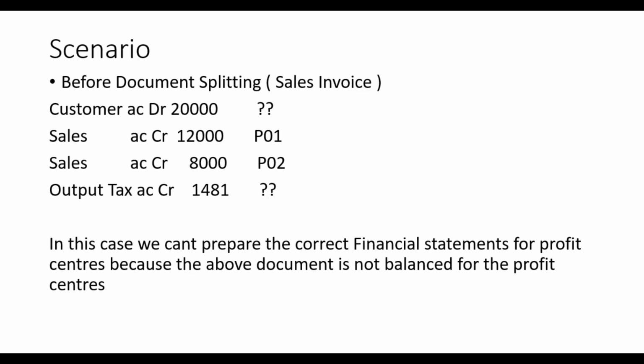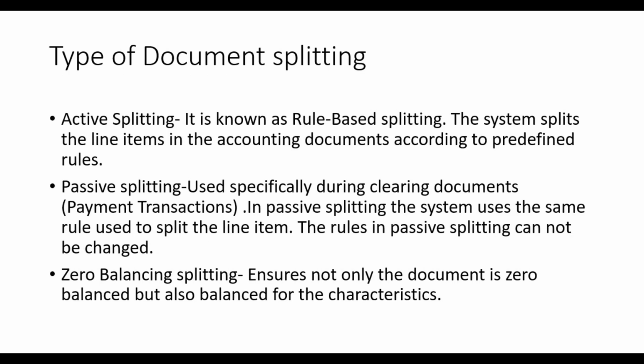For example, if I take profit center 1, what is the credit amount? 12,000. What is the debit amount? We don't have. For profit center 2, credit is 8,000. What is the debit? We don't have. So that's why in this scenario, the document splitting concept is applicable. Before moving to the hands-on, let's understand what types of document splitting there are.